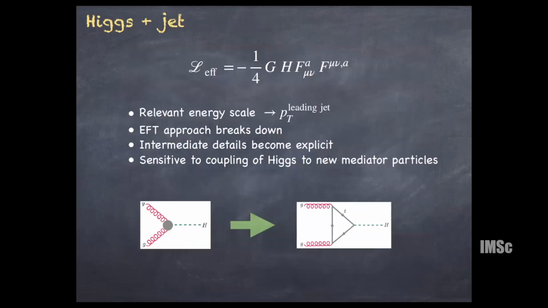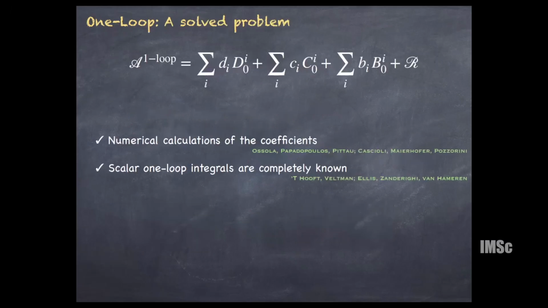So for simplification of the calculation, I took this effective vertex. Now, what if I expand it and take the full theory? Will the same formalism work there? That is under progress actually. As you know, any one-loop calculation you can write in terms of box, triangle, bubble, and rational terms. So one loop is a completely solved problem numerically. These coefficients you can calculate numerically, and these scalar parts are known in the literature.